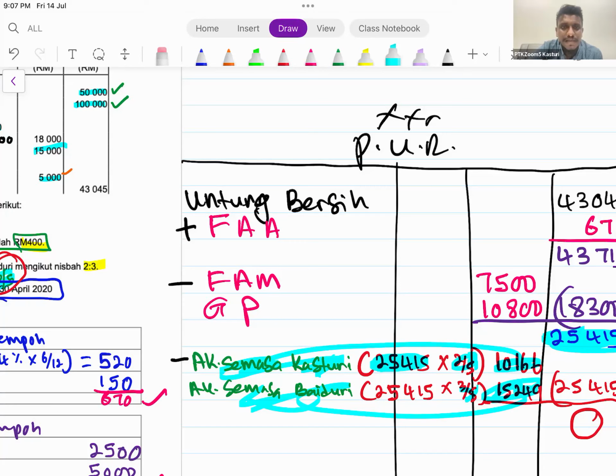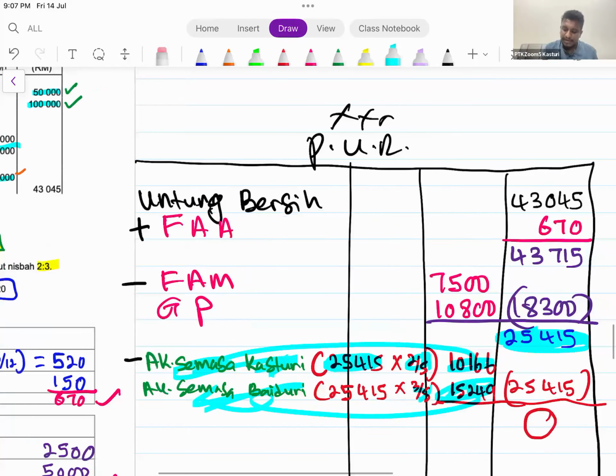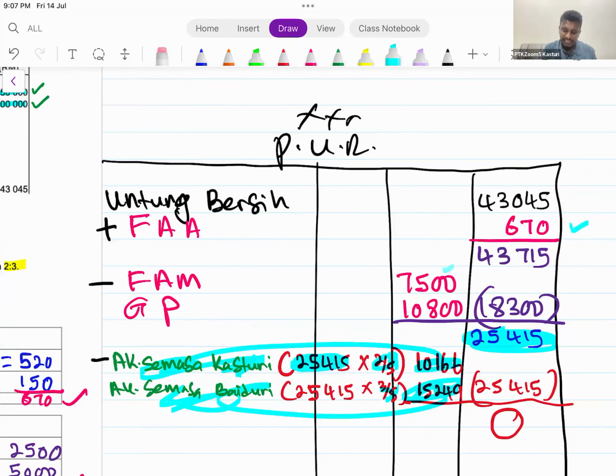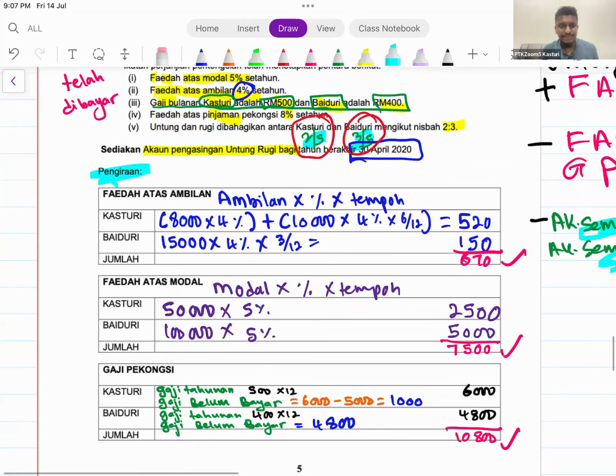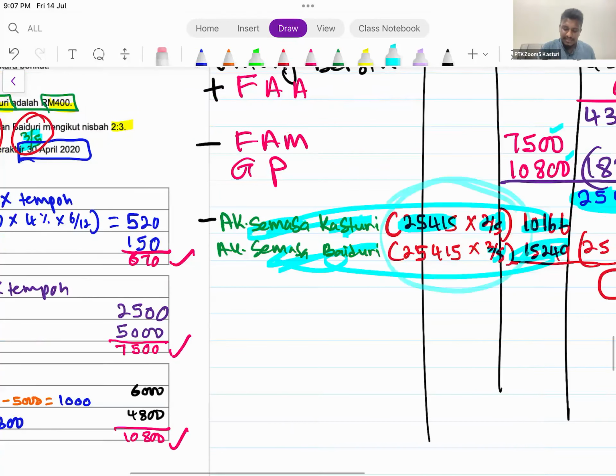The student asked me, the pengiraan for kongsi untung account semasa, do it in the apur while the other one is done outside. Yes, perfect, correct. Exactly like this. How do you calculate the faedah atas sambilan, faedah atas modal, gaji perkongsi? All this must be done outside as a pengiraan, outside the apur. And then this one you put inside.